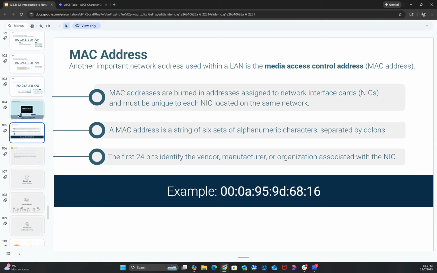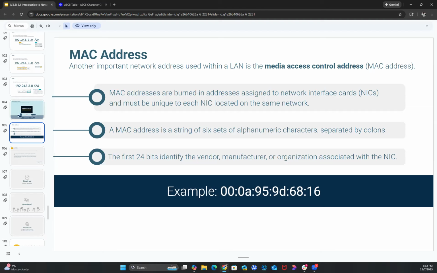MAC addresses are burned into the NIC and must be unique to each NIC on the same network. A MAC address is a string of six sets of alphanumeric characters, commonly separated by colons. The first six characters, 24 bits, of the MAC address are referred to as the organizationally unique identifier, the OUI. The OUI is used to identify the vendor, manufacturer, or organization associated with the NIC.